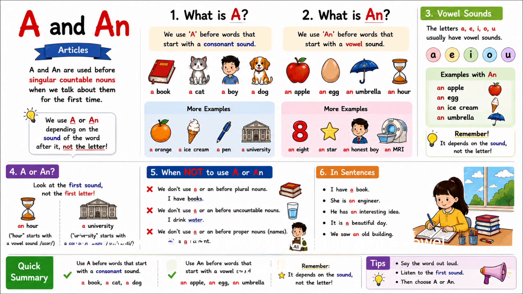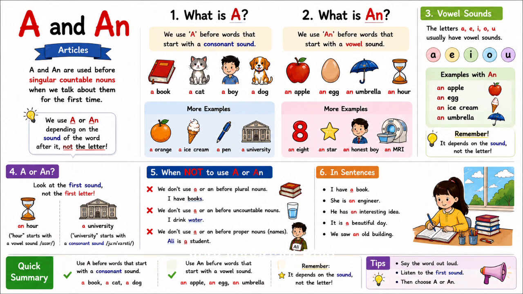When do we use an? We use an before a word that begins with a vowel sound. Look at these examples. An apple, an egg, an orange, an umbrella, an elephant, an engineer. These words begin with a vowel sound, so we use an.